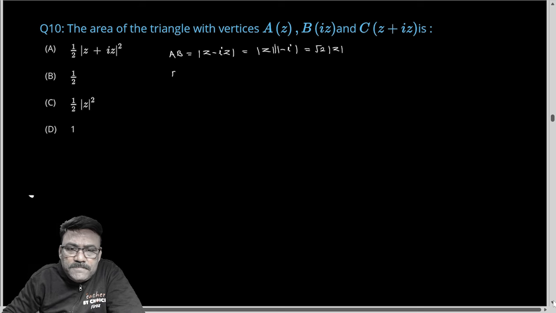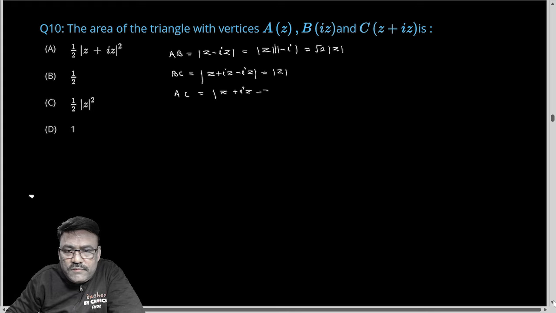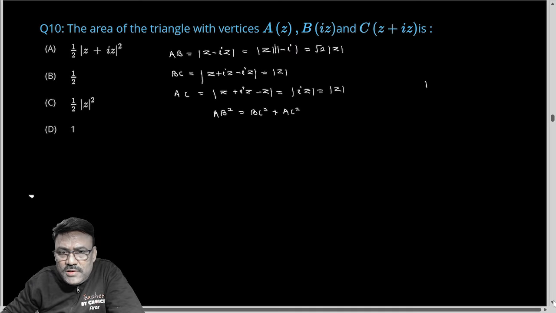Then find BC. So BC is mod Z plus iota Z minus iota Z. So it is mod Z. And if you find AC, it is mod Z plus iota Z minus Z. It is mod iota Z, and mod iota Z is mod Z only. So you can clearly see that it is a right triangle actually. AB square is BC square plus AC square. So basically it is a right triangle and the longest side is AB here.